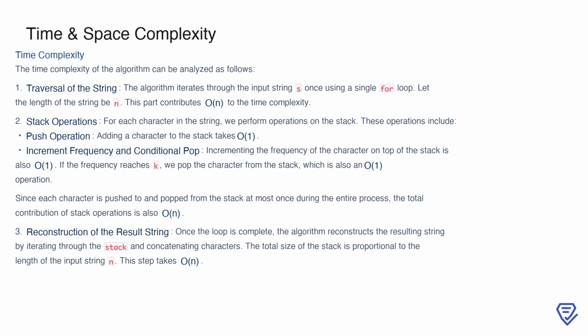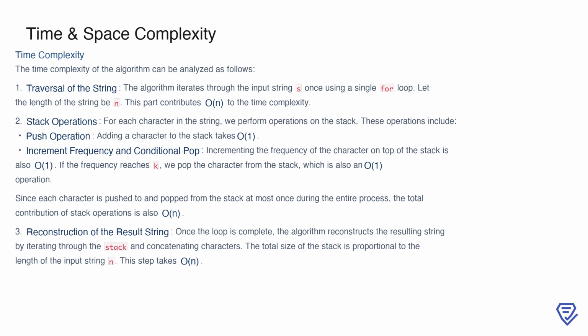Next, we consider the operations performed on the stack. When a character is added to the stack, it takes constant time, or O(1). Similarly, updating the frequency of a character or removing it from the stack when its frequency reaches k also takes O(1). Since each character is pushed to and popped from the stack at most once during the loop, the total contribution of stack operations remains O(n).